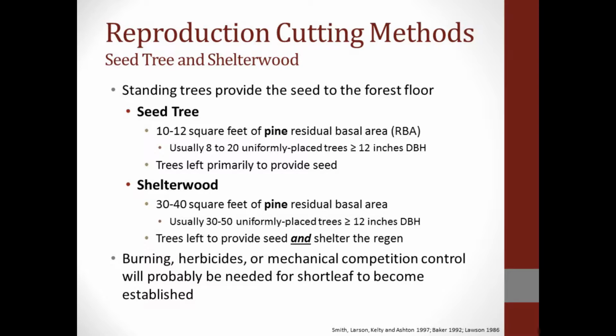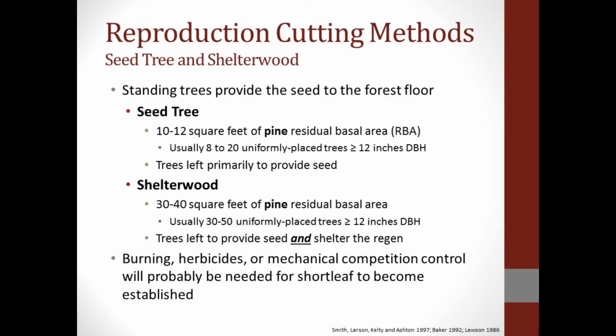But you can usually accomplish that by leaving about 8 to 20 well-spaced, large diameter shortleaf pine trees. That's usually enough to provide adequate seed fall to regenerate underneath the seed tree system. Those trees are left primarily just to provide that seed. That's what they're there for. There's no expectation that they're going to provide any sheltering effect for that regeneration.